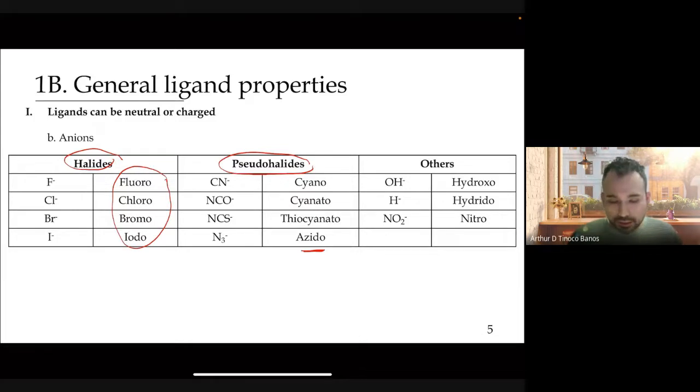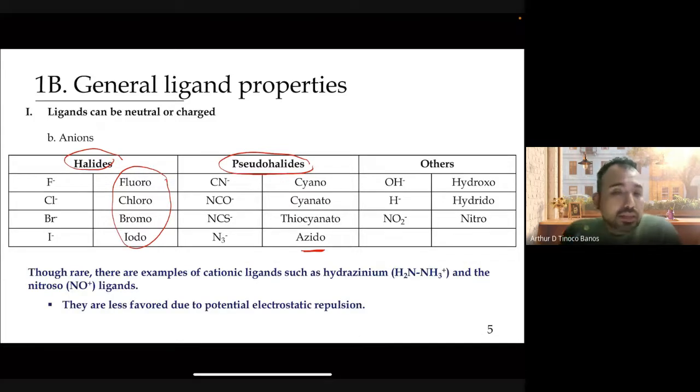All right. It's not so common, but there are examples of ligands that can be cationic. And here I'm giving you just a subset. There are not really that many. So we have this particular nitrogen-based set of ligands: hydrazinium and also the nitrosyl ligands. And so they're positively charged.